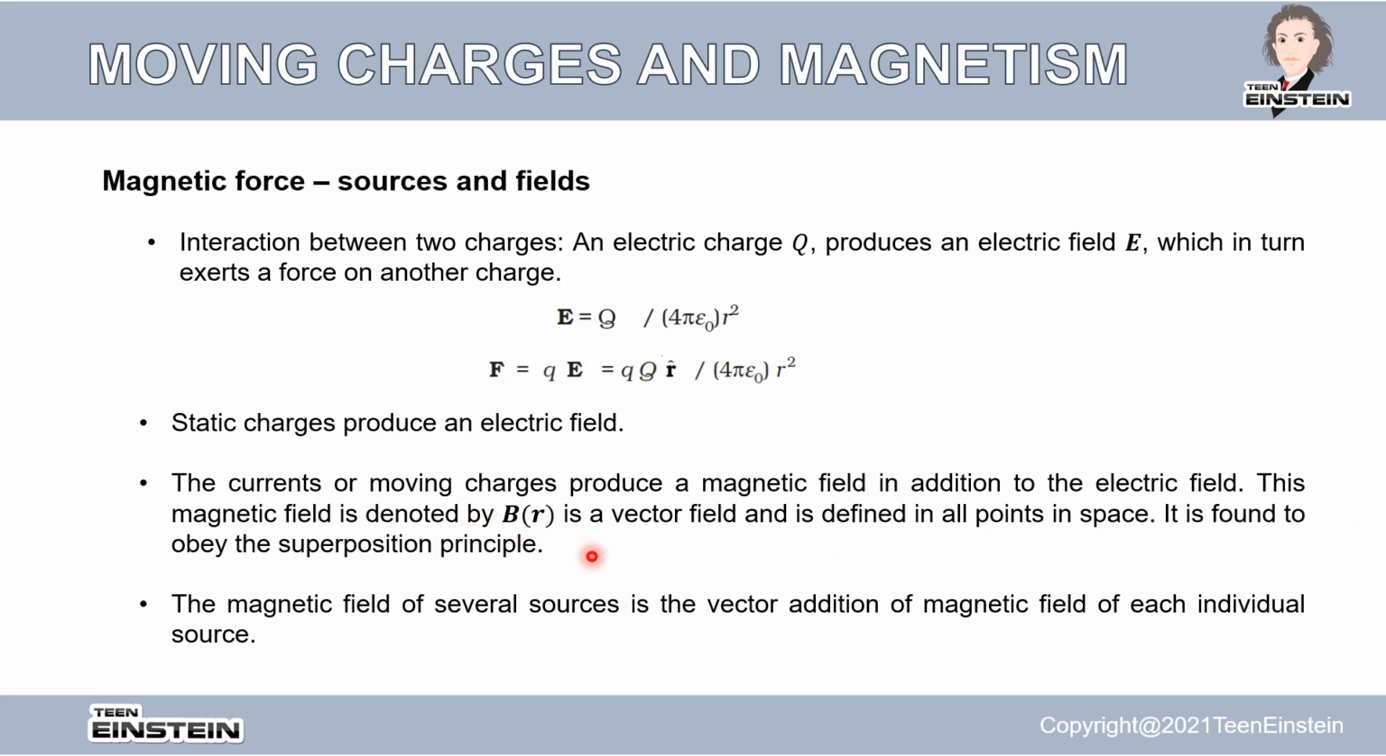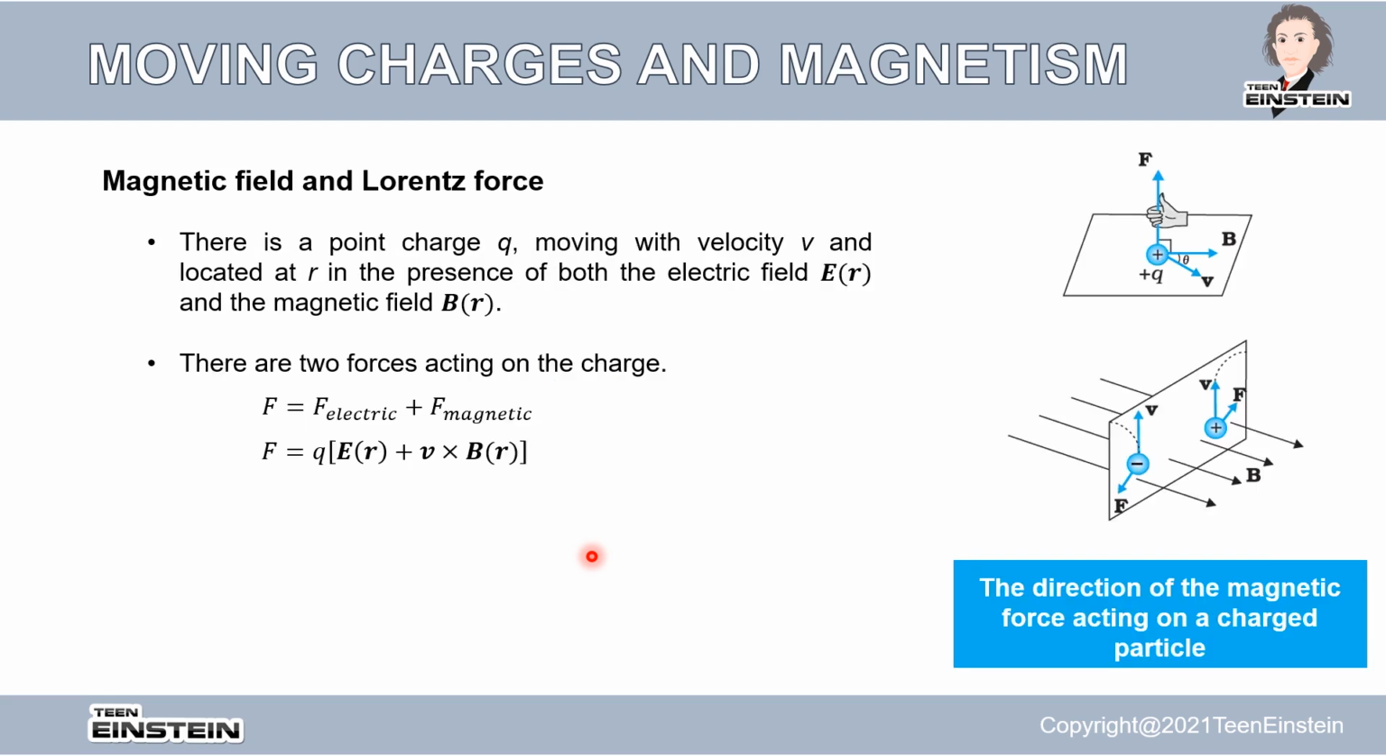It is found to obey the superposition principle. What do we mean when we say it obeys the superposition principle? If you have two or three sources of magnetic field, you can take them one by one and add them vectorially. Then you can say that this is the sum of the magnetic fields present at this particular point. This is what we mean by the superposition principle. So this is about how a magnetic field is produced by moving charges.